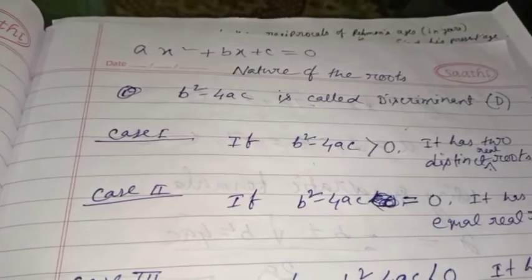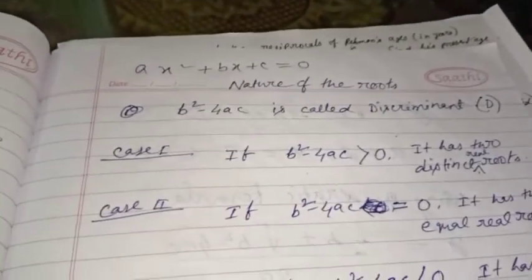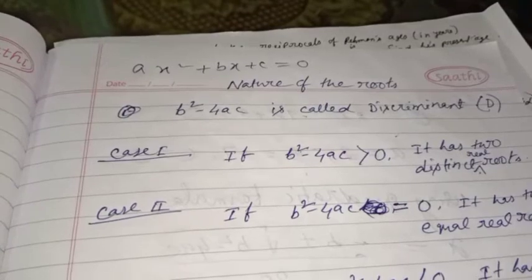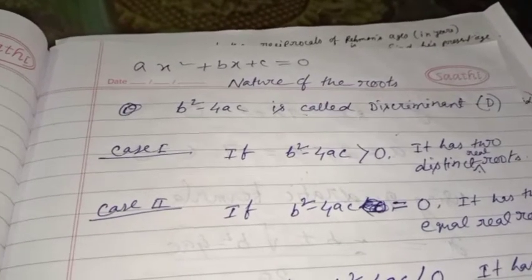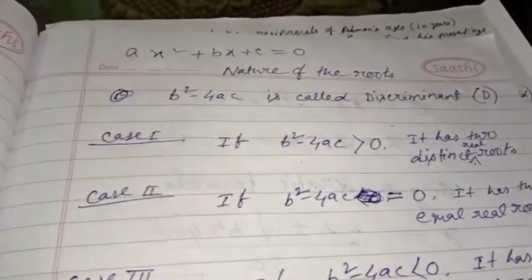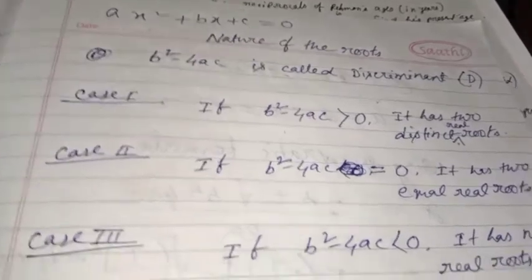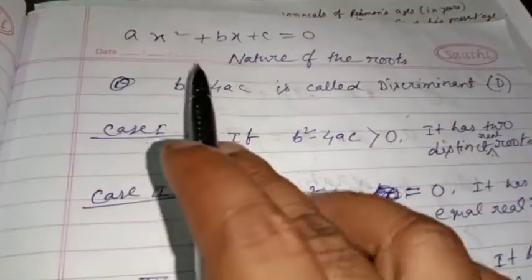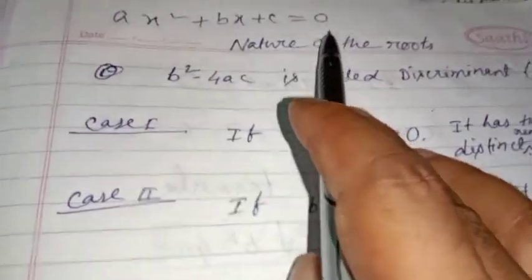So before that I want to give you some conception regarding the nature of roots. So how do you know about the nature of roots? See, in general we know that the standard form of a quadratic equation is ax square plus bx plus c is equal to 0.